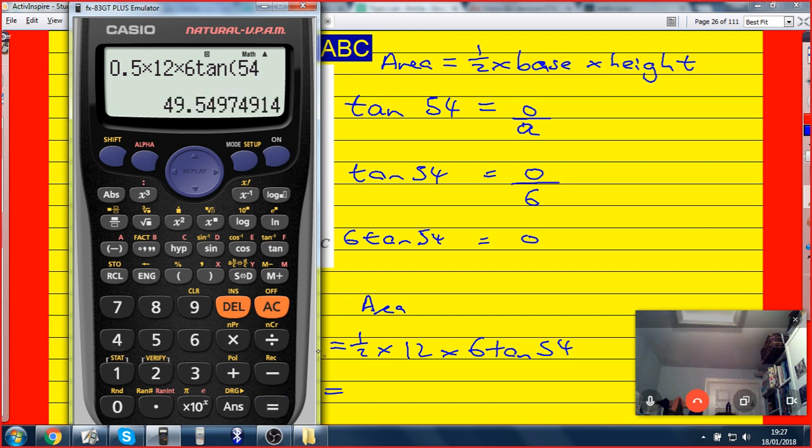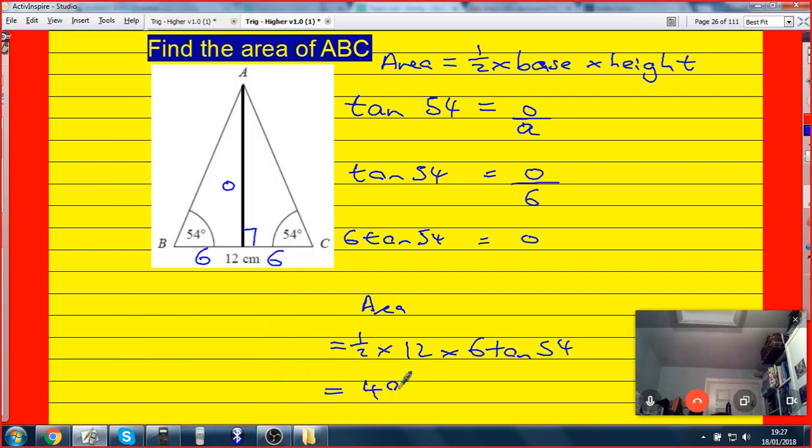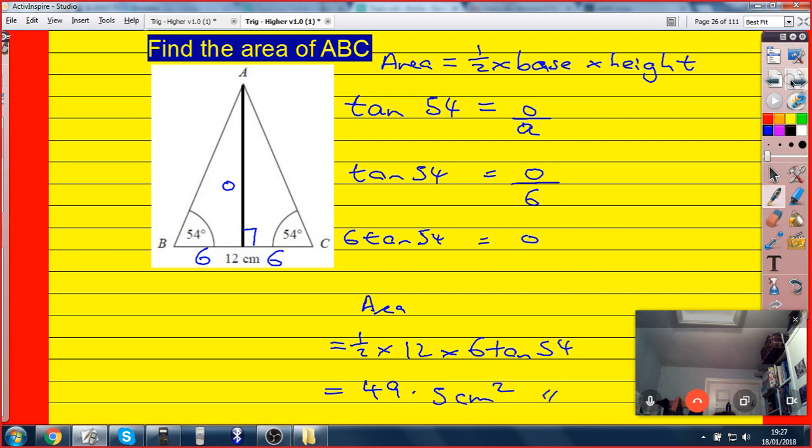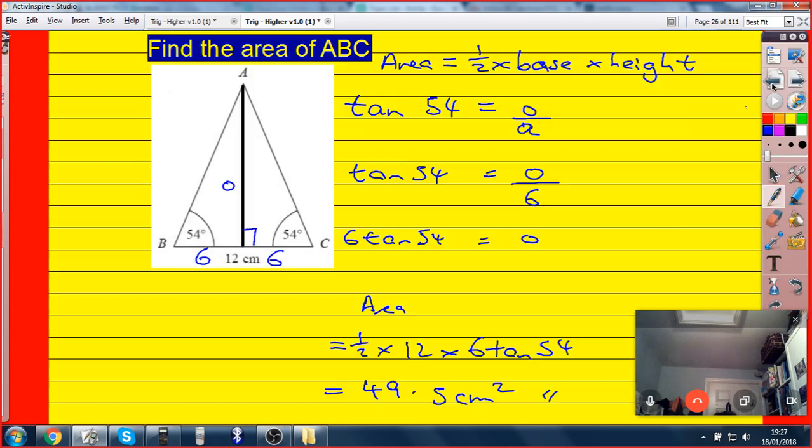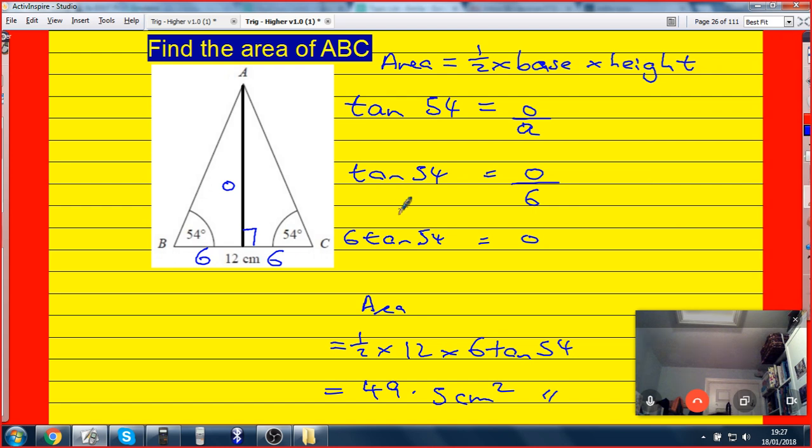Okay, to one decimal place. 49.5. Okay, 49.5, and its area centimeters squared. That is 49.5 and 4 marks. Any questions there? No. Okay.